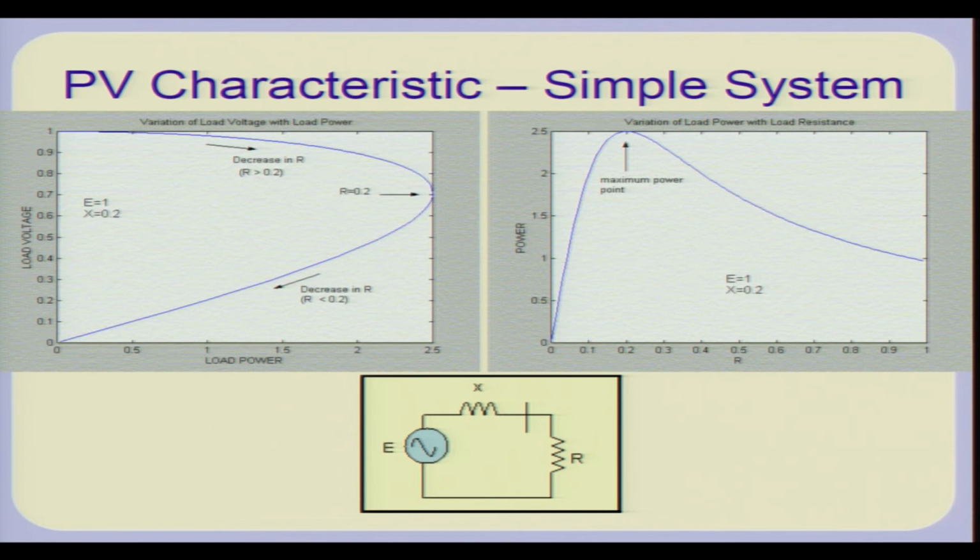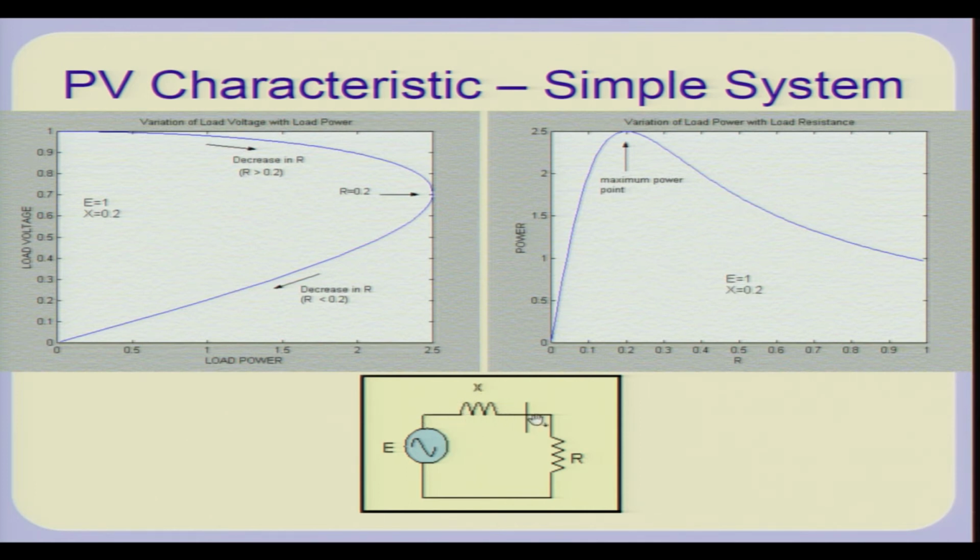To understand what I am trying to say, consider a voltage source E which is connected through a transmission system. The transmission system as well as the generating system presents to the load an effective source impedance which is reactive, let us say X, and you connect a resistance to this, let us say a resistive load. So, this is a very simplified model of the system which we are going to study.